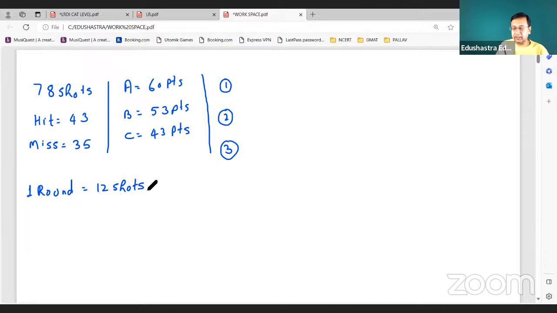If there are total 78 shots and in one round 12 shots are fired, can you tell me how many rounds are there? What is the number of rounds? In one round, 12 shots are fired and total 78 shots are there. So can you tell me what is the number of rounds in this game?